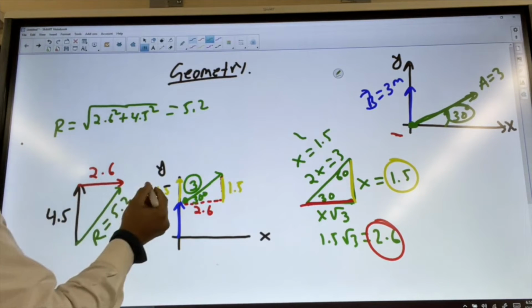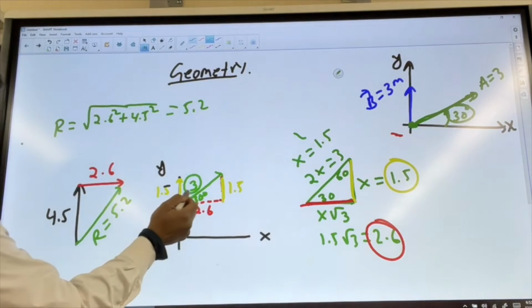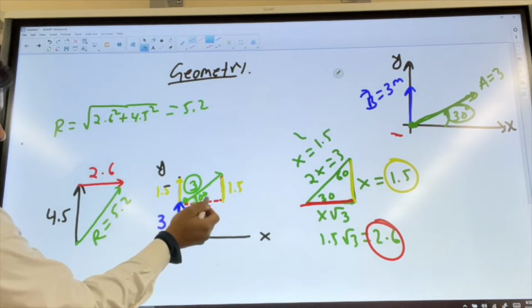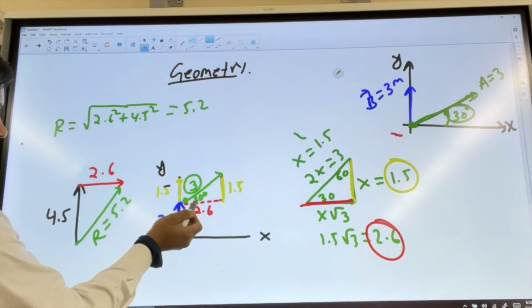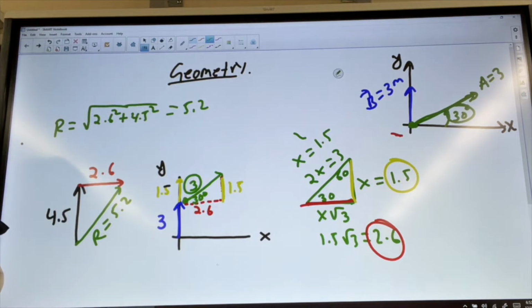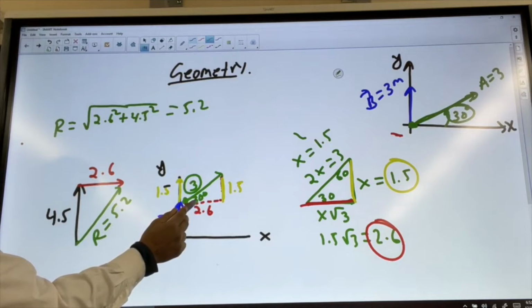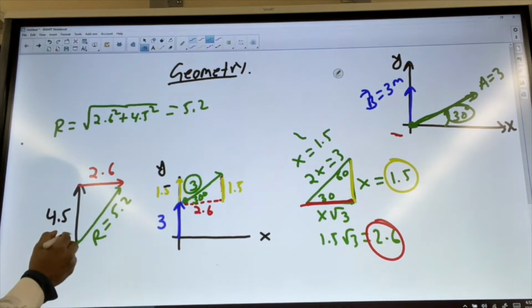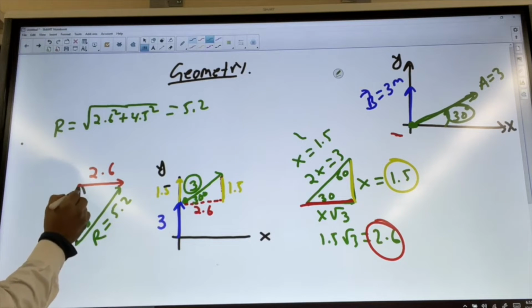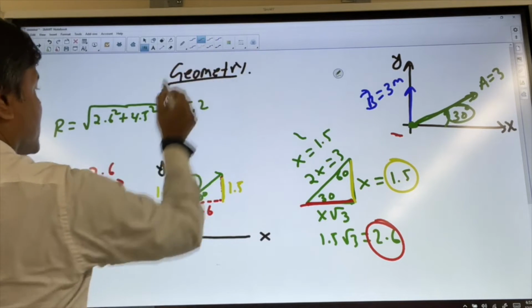How can I find the angle? Well, we can get the angle from here. Let's see. This is 30 degrees, so this is 90 degrees, and this is 60 degrees. So then what is the angle over here?